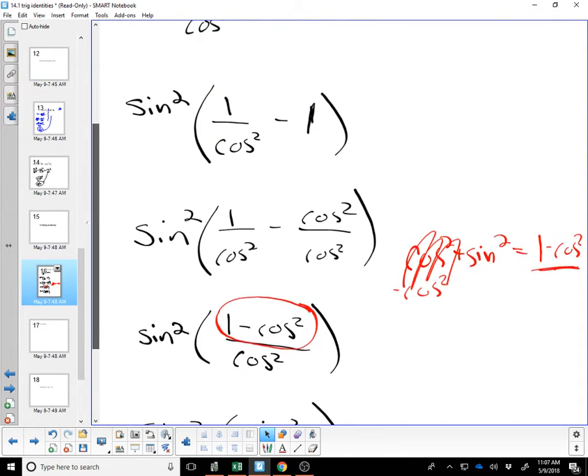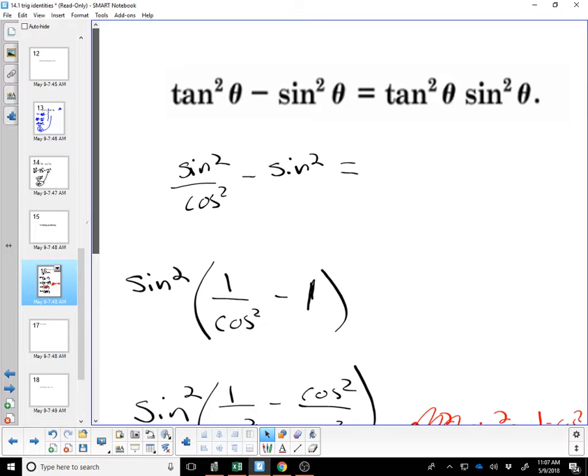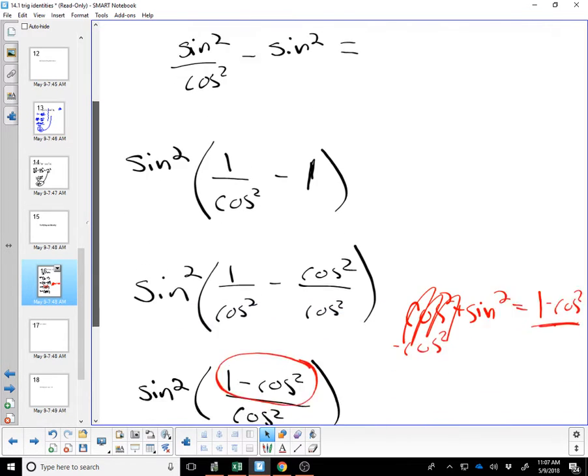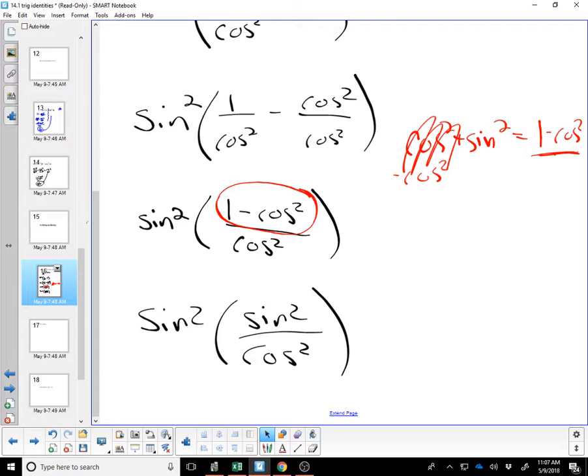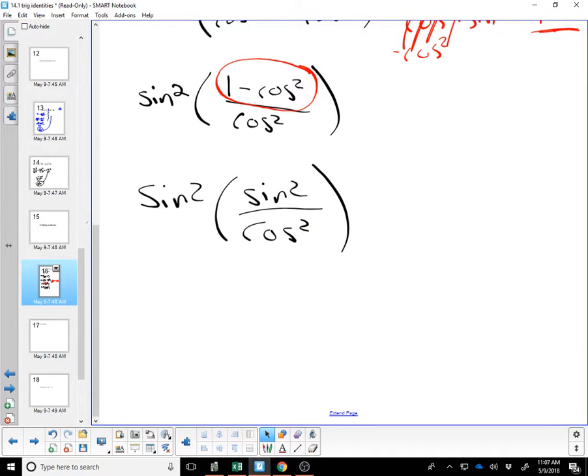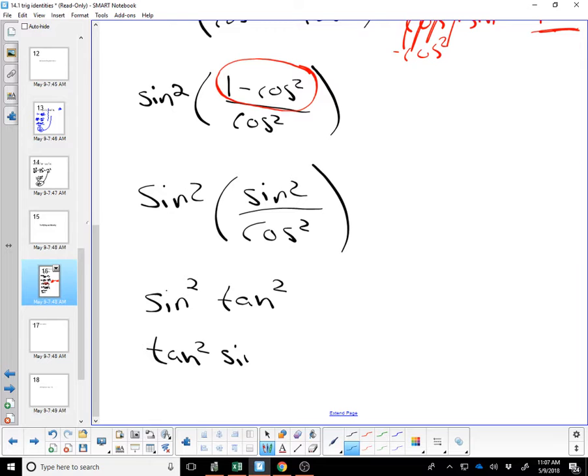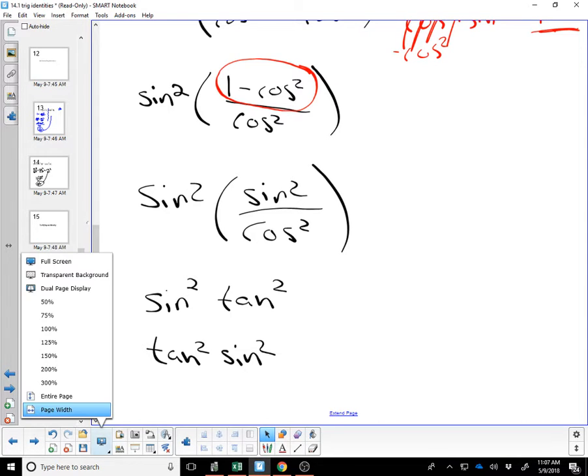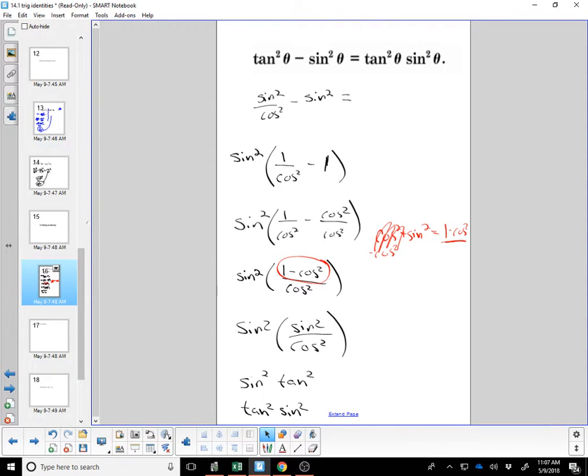I want to take a look at what we need up here. That's tan. There it is. Do you see it? Because what is sine over cosine? It's tangent. So now I have sine squared times tangent squared. And if I want to make it look exactly like the other one, I can just swap them, because I know that multiplication is commutative. And there it is, my friends. Woo, that was pretty. It's nice.